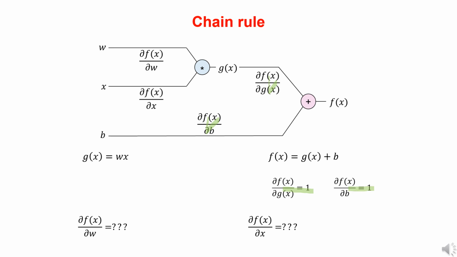Now let's calculate how omega and x affect the function f. However, since f does not directly include omega and x, it's not easy to calculate their partial derivatives directly. This is where the chain rule comes in handy.